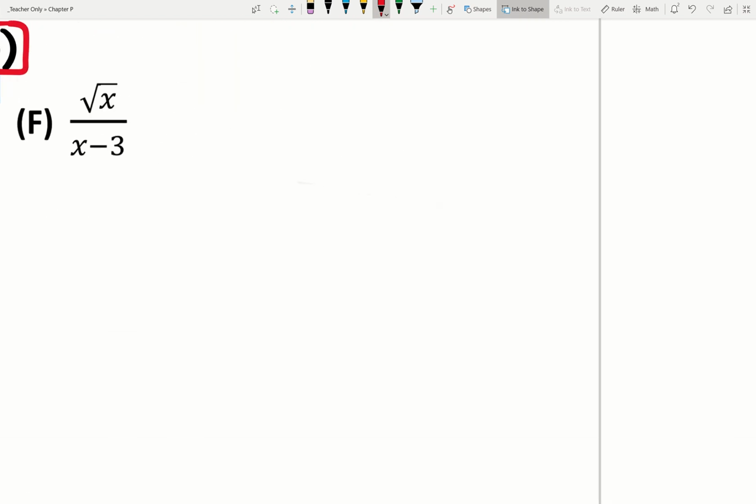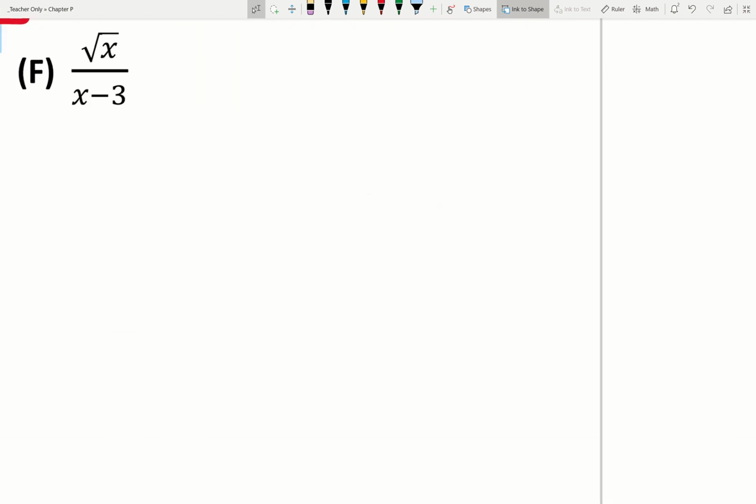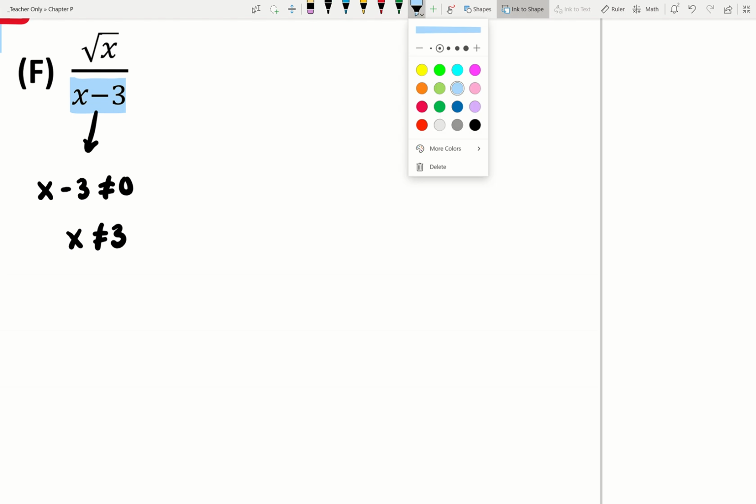And then lastly, here in the video, part F, we have an expression that contains both a square root and a denominator. So separately, we're going to go ahead and take care of these, right? So the denominator first, we might just go ahead and say here that x minus 3 cannot be equal to 0. Add 3 to both sides, and that gives us a restriction on our domain of x cannot be equal to 3. It's not allowed to be equal to 3, okay?